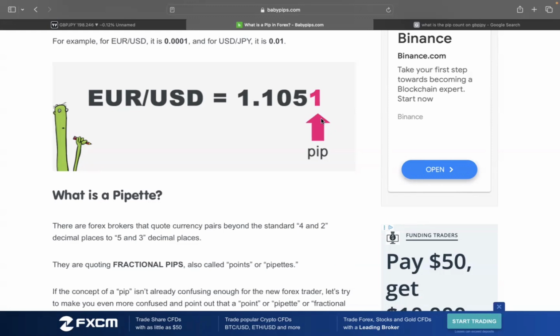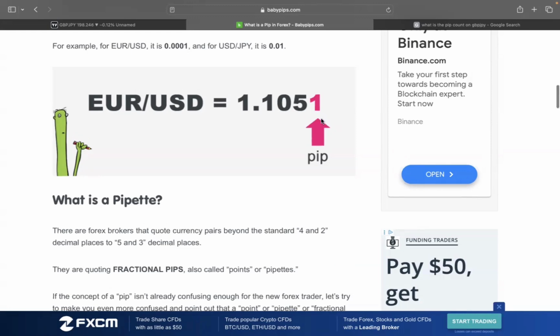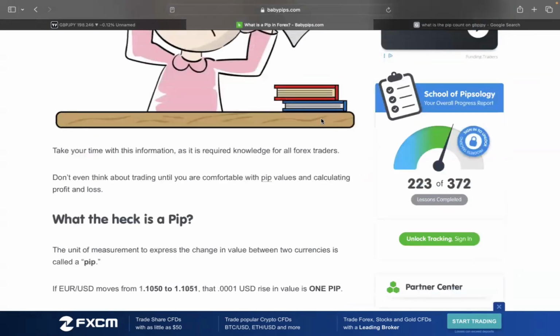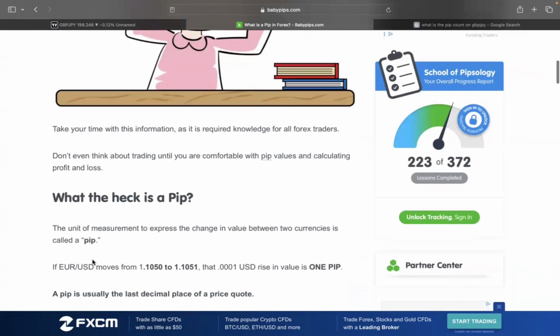In the last video, we looked at what a pip is, and I got to understand that a pip in forex trading is the unit of measurement to express the change in value between two currencies. Just like how you can move from your bed to your door and take 10 steps, if price is moving from, let's say, 10 to 100, that could also be 10 steps. But now we don't say steps in forex, we say pips.